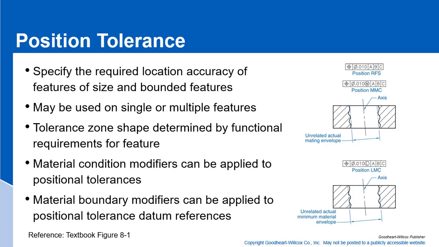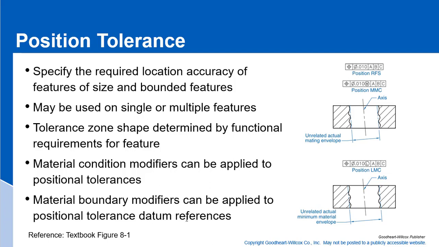What is a positional tolerance? A positional tolerance specifies the required accuracy location of features of size and bounded features. It may be used on single or multiple items. Tolerance zone shape is determined by the functional requirements of the feature. Typically for a hole, you'll have a diametrical type tolerance zone.